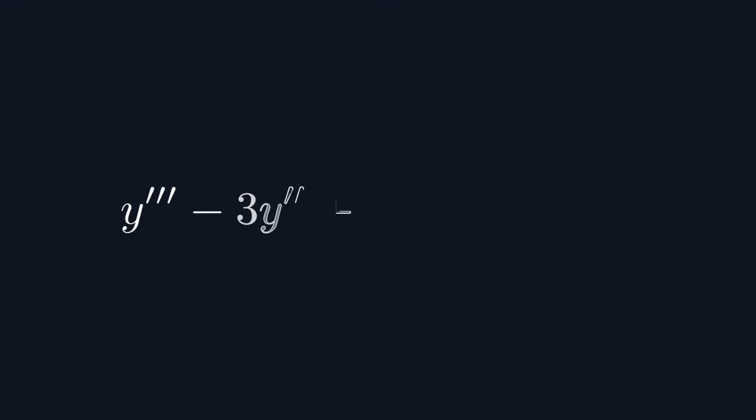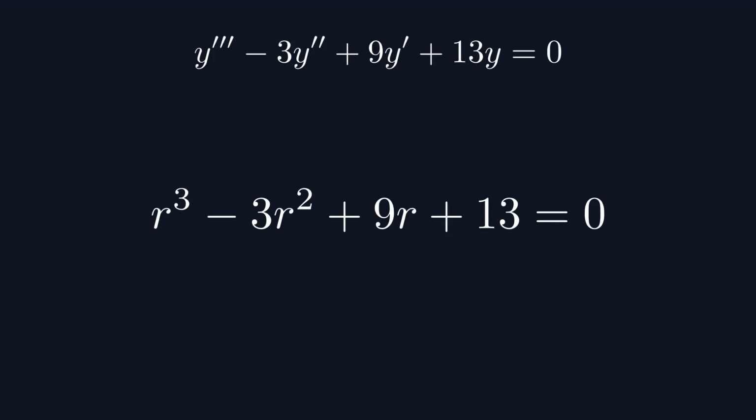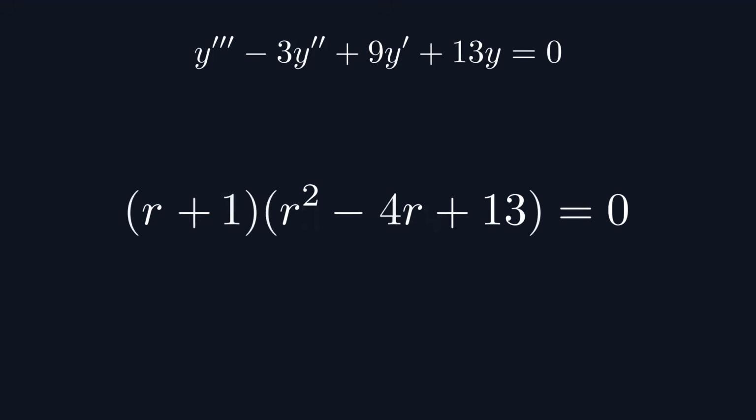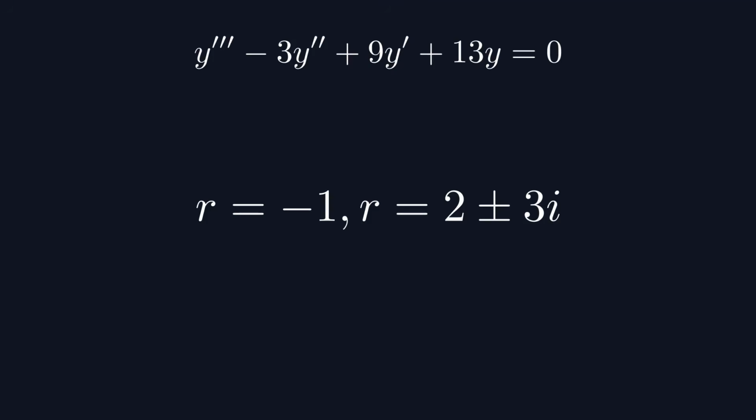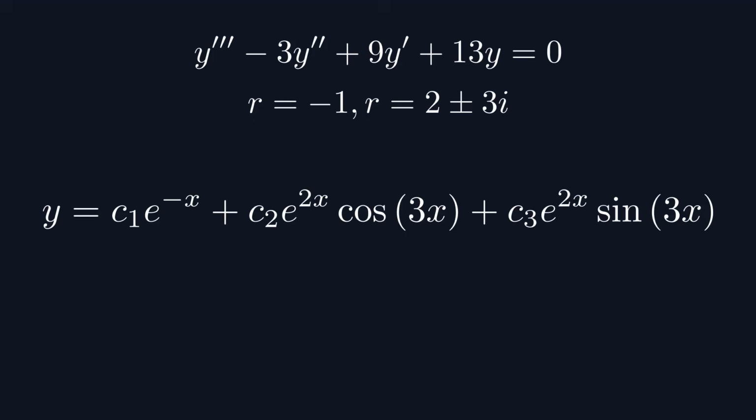Example. Let's try to solve this ODE. Immediately, we treat it as a characteristic equation, then solve for its roots. You may use the rational root theorem, synthetic division, the quadratic formula, etc. As you can see, we have a real and a complex distinct root. The general solution is then just the sum of the solutions. For r equals -1, we have c sub 1 e to the negative x, and for r equals 2 plus or minus 3i, where a equals 2 and b equals 3, we have c sub 2 e to the 2x cosine of 3x, plus c sub 3 e to the 2x sine of 3x.